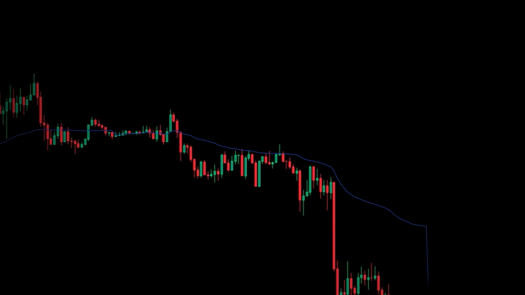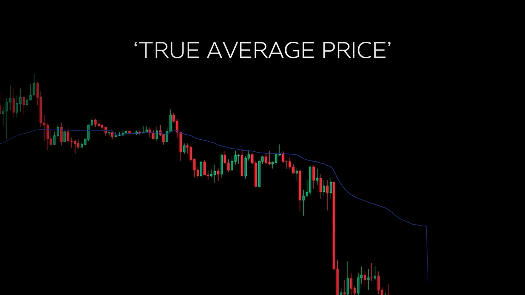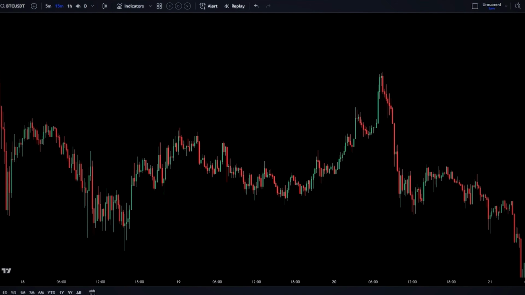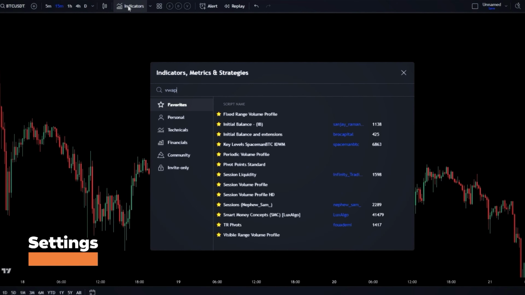Most analysts consider the VWAP to be more representative of a true average price for a stock or asset. Typically, this is used on intraday charts, as it resets itself with every new trading session. If you want to win more trades, you're going to have to learn when and how to use it.